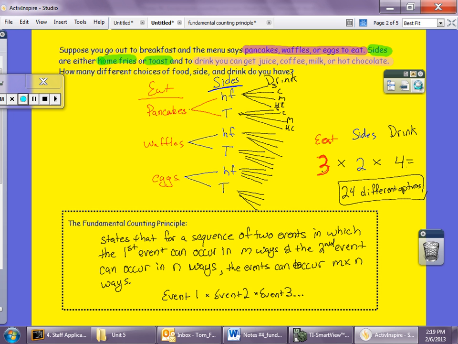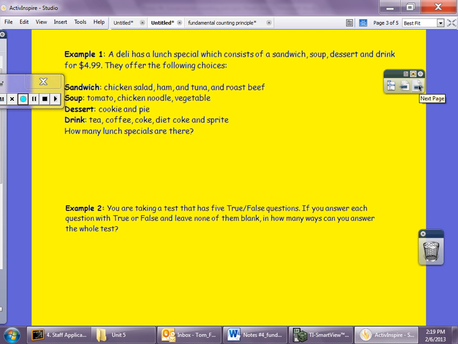Now if we look at these examples here, example 1, a deli has a lunch special which consists of sandwich, soup, dessert, and a drink. For $4.99, they offer the following choices. Well, we notice for a sandwich we can have 1, 2, 3, 4. So we have 4 choices. For soup, we have 3 choices. For dessert, we have 2, cookie or pie. Drink, we have 1, 2, 3, 4, 5. Now, how many lunch specials?